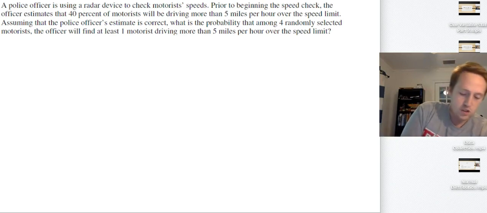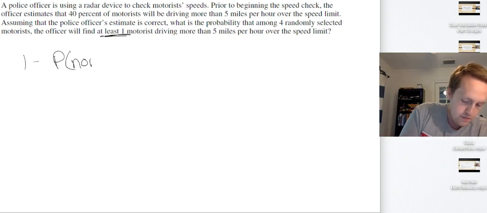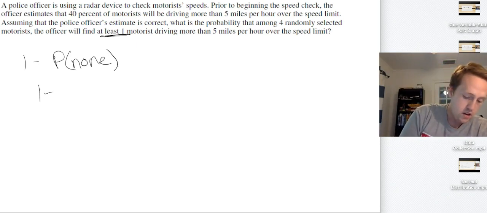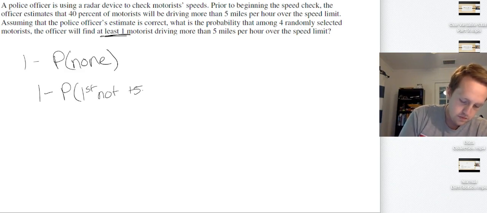Okay, I see that word at least one. So I'm going to find the probability. I'm going to do 1 minus the probability of none. So I want to find the probability that the first is not 5 miles over, and second, not 5 miles over.